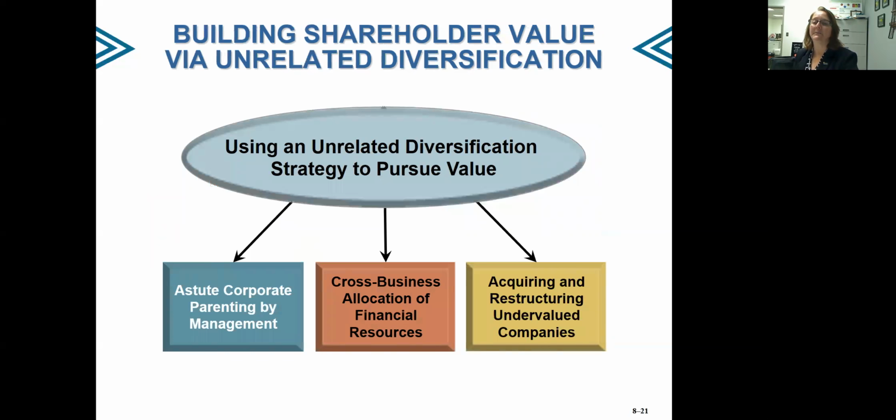Okay, so using an unrelated diversification strategy to pursue value. Let's say that there is astute corporate parenting by management, so you can really guide that new company. There's cross-business allocation of financial resources. Maybe you don't need a whole other plant. You can go to 2 shifts or 3 shifts in one plant. You have huge savings. Acquiring and restructuring undervalued companies: you may have the knowledge to really bring a company up where the previous owners didn't have that skill set.